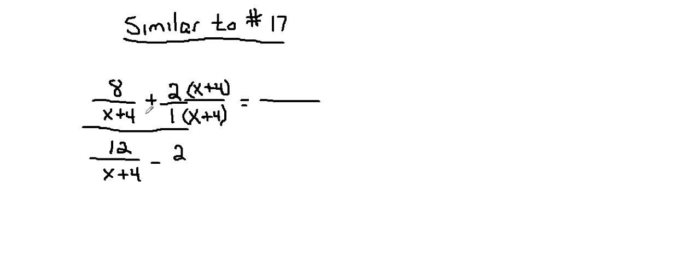And I draw my fraction bar. I know my denominators now. My denominator is going to be x plus 4. And then the top is going to be 8 plus, and I'll do the distributive property here. 2 times x is 2x, and 2 times 4 is 8. So I got 2x plus 8. So this is going to be 8 plus 2x plus 8, which is 2x plus 16. Okay, I'm going to leave it like that for now.